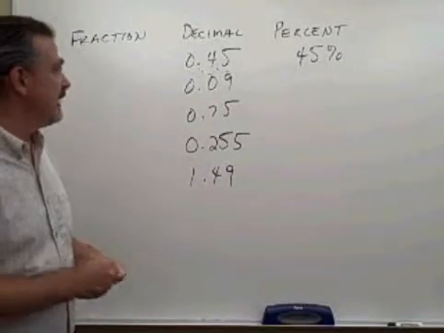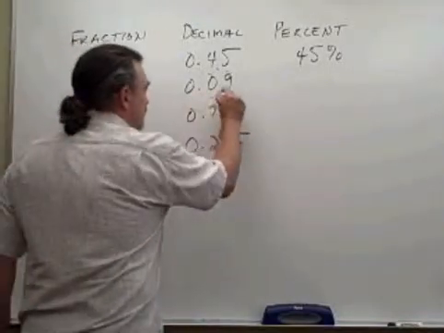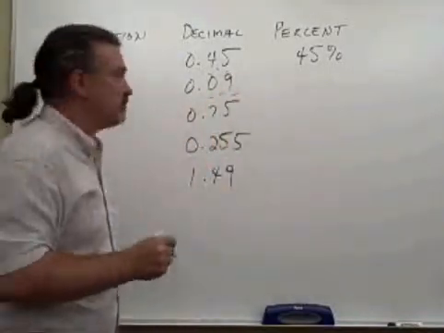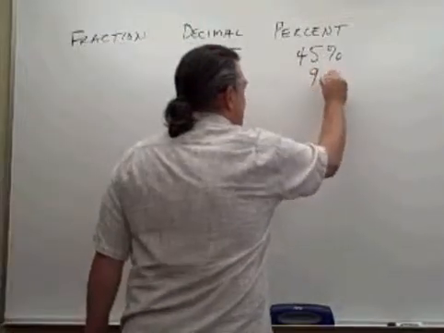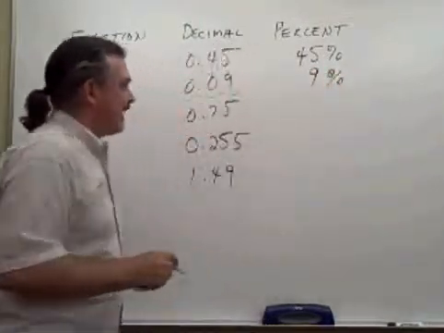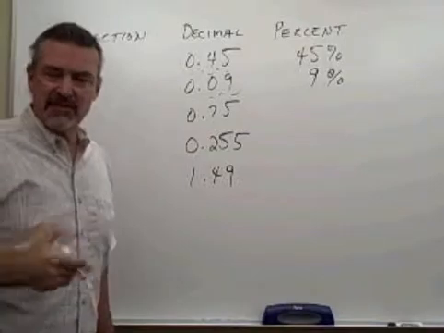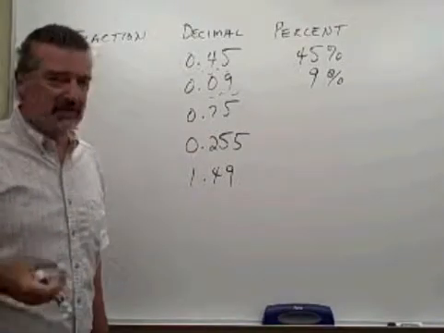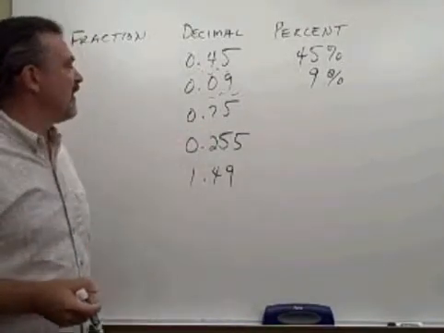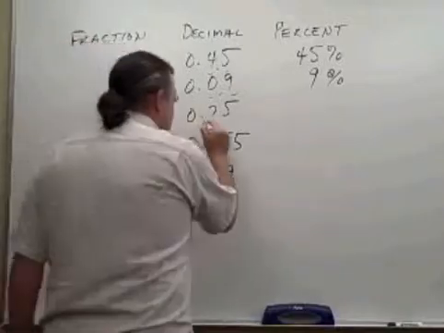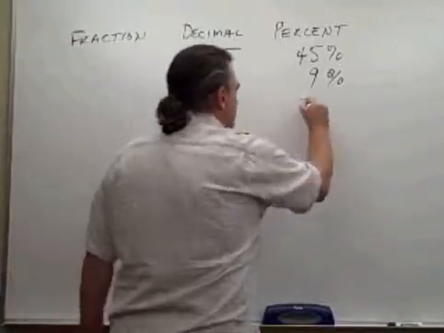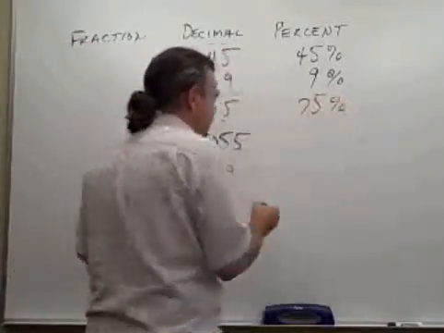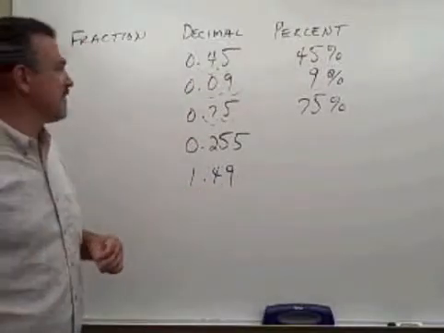So here, 9 100ths, we would move the decimal point 2 places to the right, add the percent sign, so 9 100ths is the same as saying you have 9%. 75 100ths, move the decimal point 2 places to the right, add the percent sign, that's 75%.